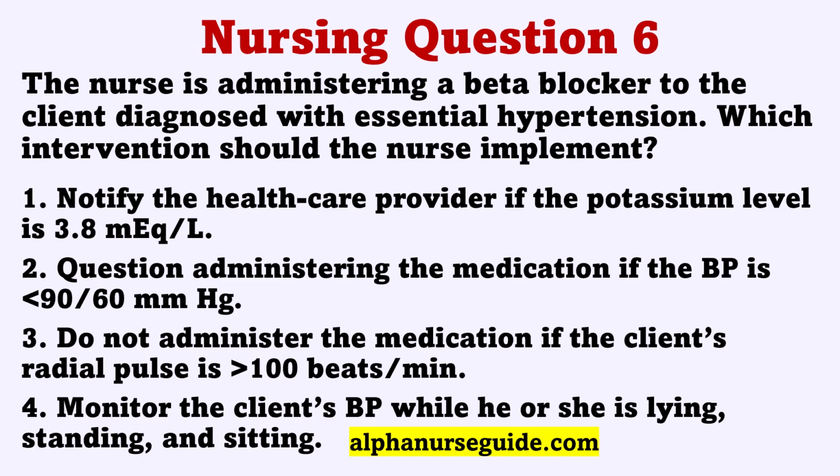The correct answer is 2. Question administering the medication if the BP is less than 90/60. The nurse should question administering the beta blocker if the BP is low because this medication will cause the blood pressure to drop even lower, leading to hypotension. The potassium level is within normal limits, and it is not usually checked prior to administering beta blockers. The nurse would not administer the medication if the apical pulse were less than 60 beats per minute. The nurse needs to assess the blood pressure only once prior to administering the medication.